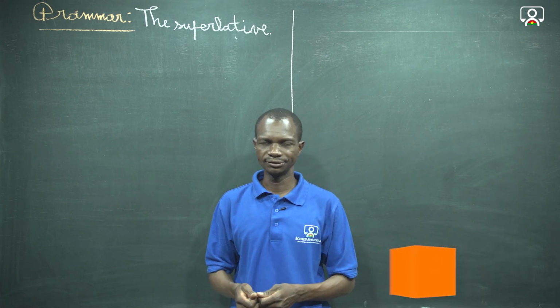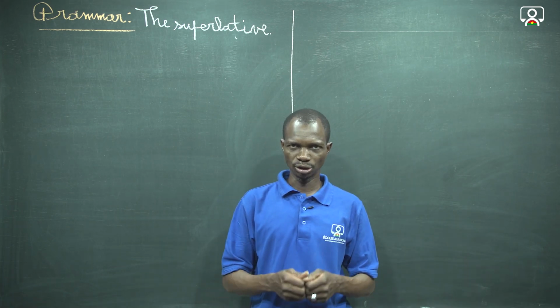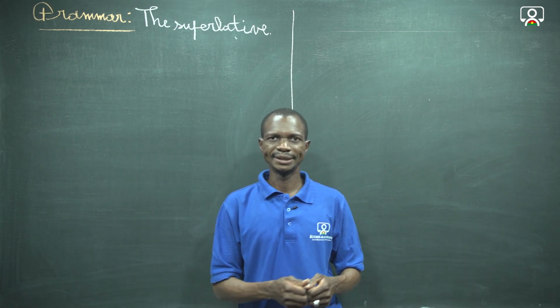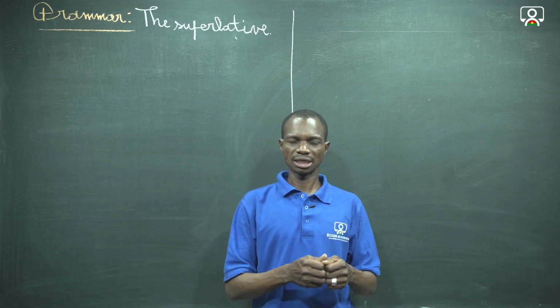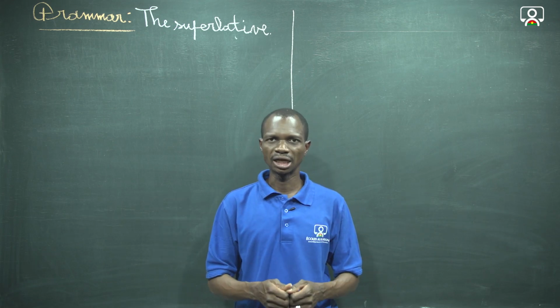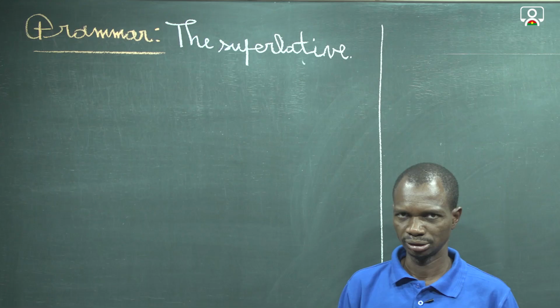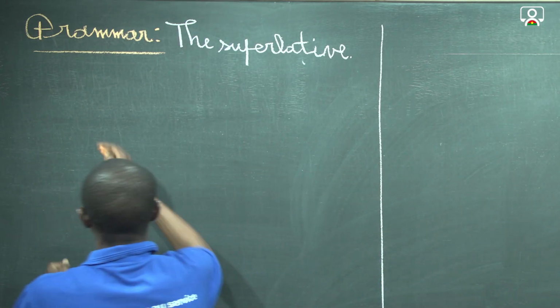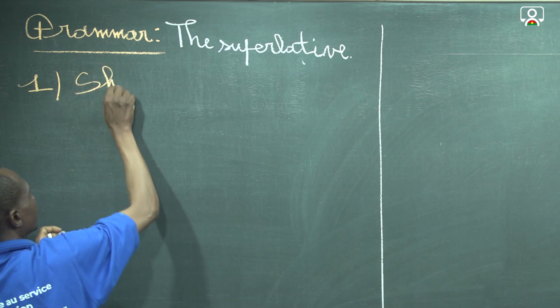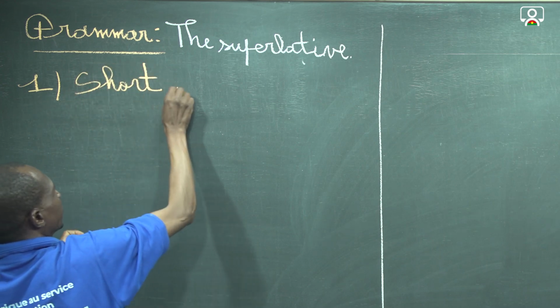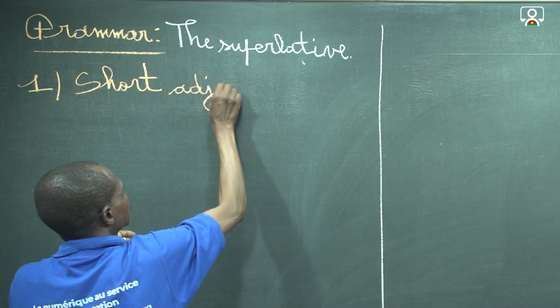Superlative with short adjective, and in the second point will be the superlative with long adjective, and the last point will be the superlative with the irregular adjective. Number one, superlative with short adjective.